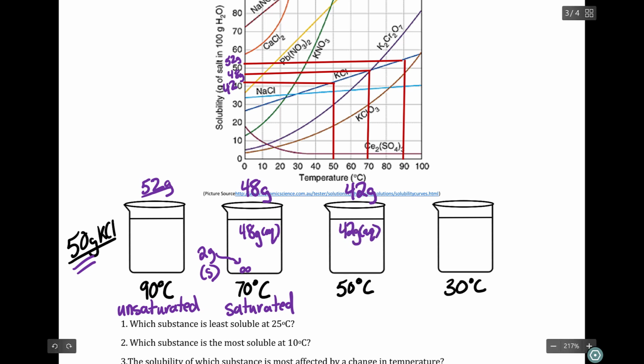They're bouncing around, you can't see them. But now what's left over is 8. So now I've got 8 grams of solid. And again, this would be considered saturated.